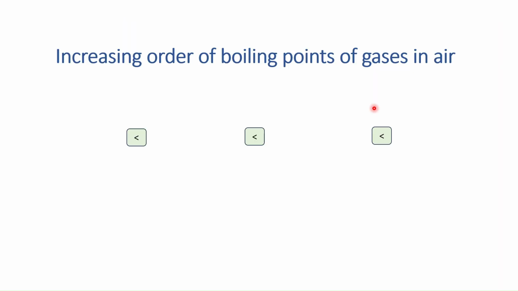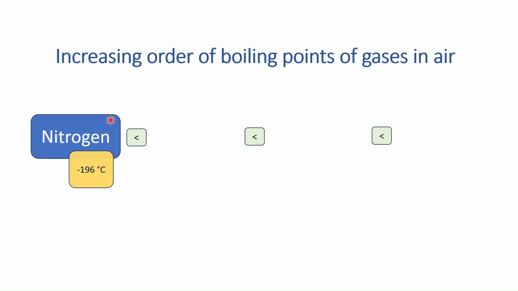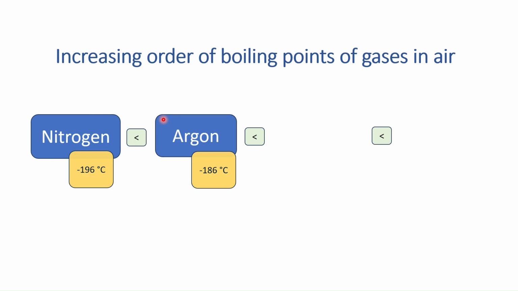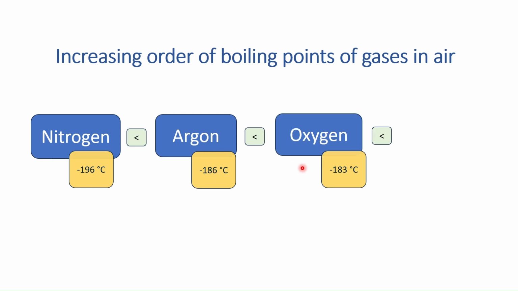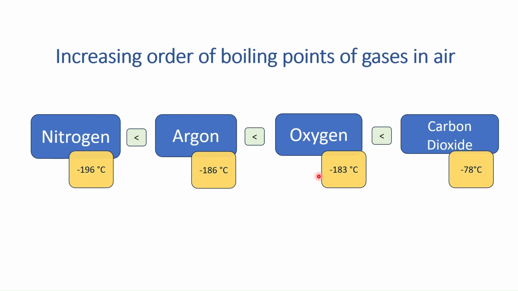Now, the increasing order of boiling points of gases in air. So, which gas comes first? Which gas evaporates first? Or you can say, which has the lowest boiling point? Nitrogen gas, minus 196 degrees centigrade. Another gas, argon, evaporates at minus 186 degrees centigrade. Oxygen vaporizes at minus 183 degrees centigrade. Finally, carbon dioxide. It will not vaporize, but it comes out as dry ice, right?